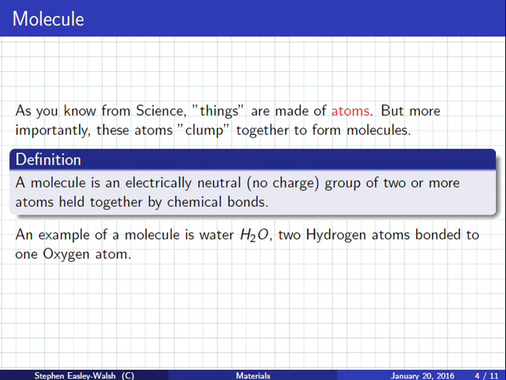And you know this from science. Things are made of atoms. But more importantly, these atoms come together to form molecules. So a molecule is an electrically neutral, no-charge group of 2 or more atoms held together by chemical bonds. An example of a molecule is water, which is H2O, 2 hydrogen atoms bonded to 1 oxygen atom. And molecules are more important than atoms because molecules are what make up the material.